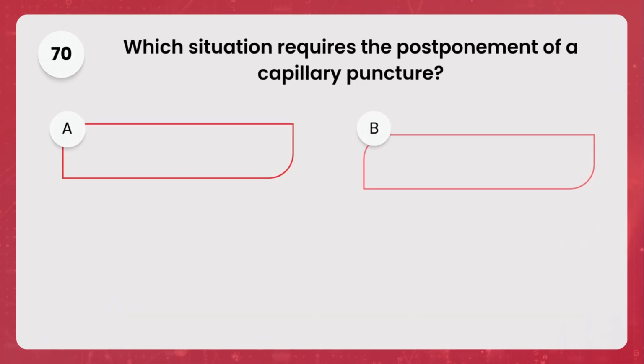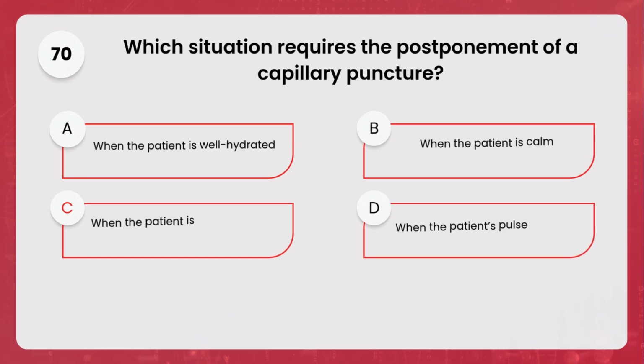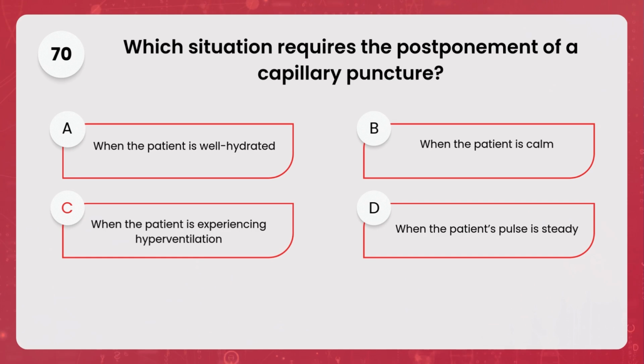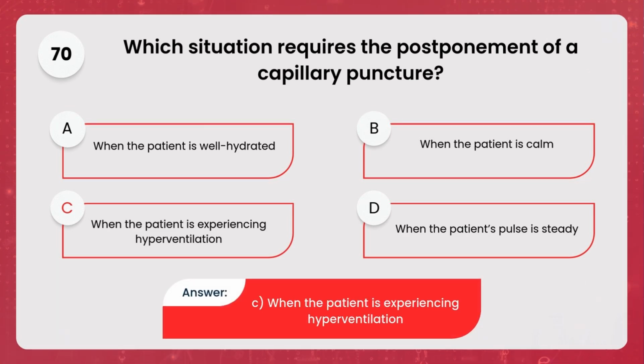Number 70. Which situation requires the postponement of a capillary puncture? A. When the patient is well hydrated, B. When the patient is calm, C. When the patient is experiencing hyperventilation, or D. When the patient's pulse is steady? The answer is C. When the patient is experiencing hyperventilation.